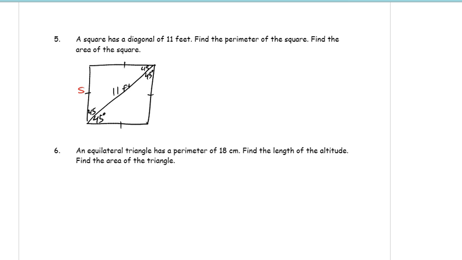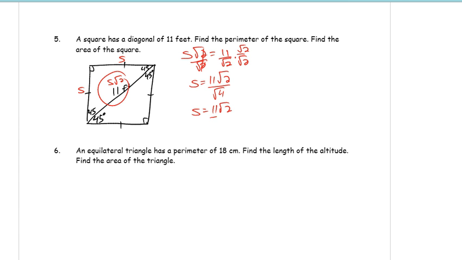So, across from 45 are our s's. Across from the 90, because it's a square, is s radical 2. There's our information. S radical 2 equals 11. So divide both sides by square root of 2. Can't keep it there. So s equals 11 radical 2 over the square root of 4. S equals 11 radical 2 over 2. Yuck. That's alright. That's our s.